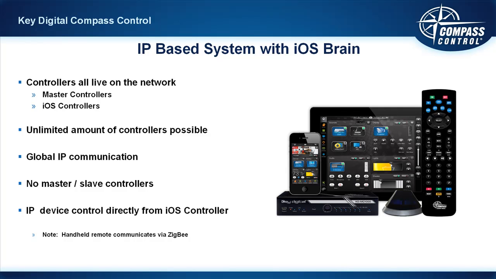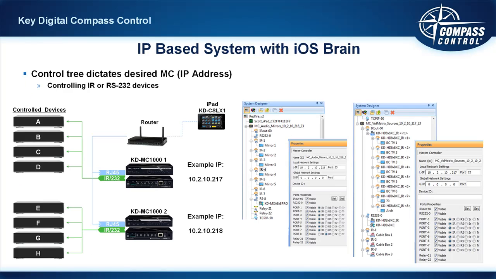And controlling of IP devices, which is a rapidly growing format to control televisions, cable and satellite set-top boxes, AV receivers, and of course that's just identifying the audio-video equipment, but also lighting systems, etc. Controlling those IP controllable devices goes directly from the iOS controller when we're dealing with the iOS brain. Handheld remote communication, that's your Zigbee remote here that you see, and we'll give you more information on that. That happens via Zigbee. It does happen a little differently. We'll explain all of that to you. So let's dig further into this IP-based system with an iOS brain.